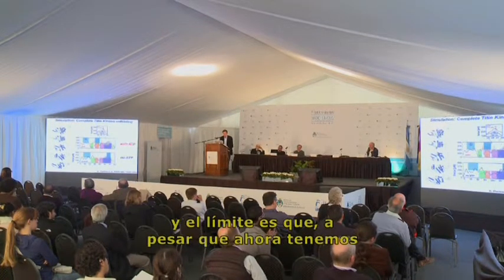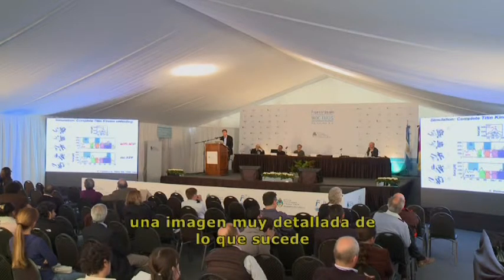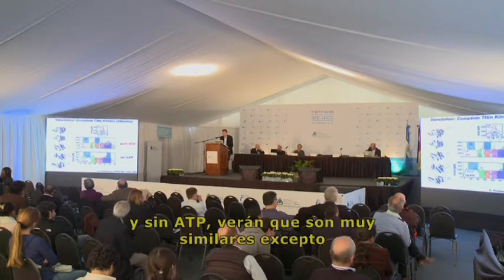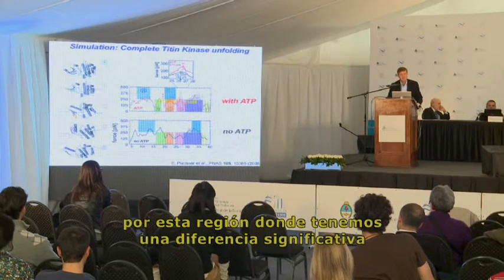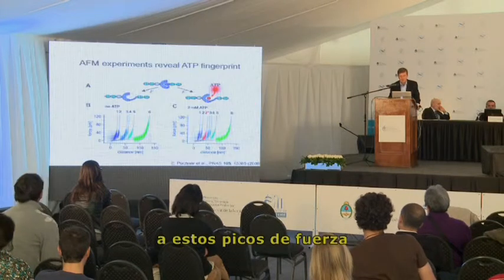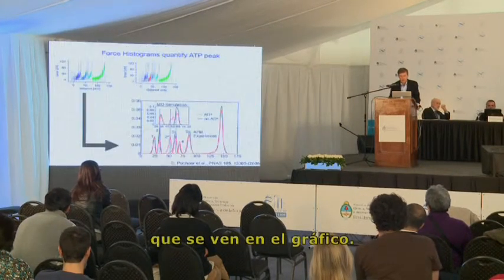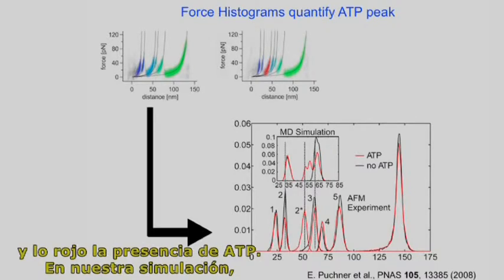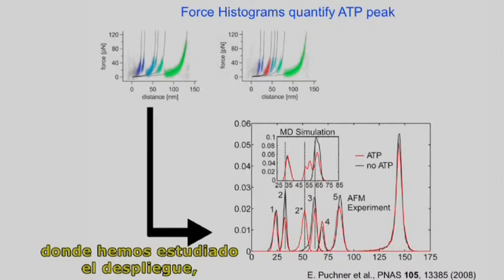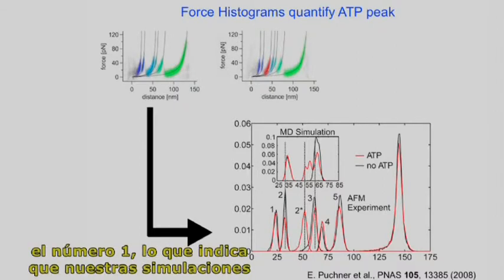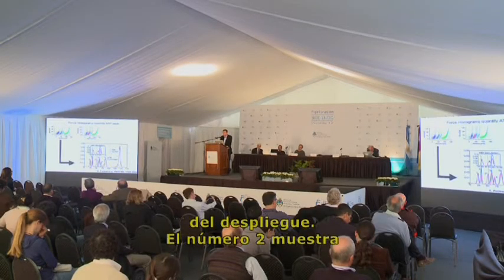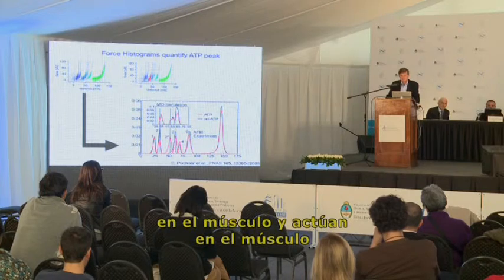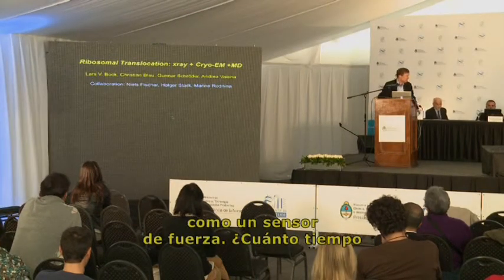And the bottom line is, besides that we now have a very detailed picture of what happens during unfolding here on the left side, if you look at the forces here with ATP and without ATP, they are very similar, except in this region where we have a significant difference, which in fact is the one which gave rise to this force peak here on that part here. And a quantitative analysis here on the lower side, in the experiment, black without ATP, red with ATP, and here from our simulation where we had studied the unfolding, shows a one-to-one agreement which establishes, number one, that our simulations are quite close to reality when it comes to unfolding, and number two, that indeed, yes, we do understand now very well that titin kinase can act in the muscle, and does act in the muscle, as a force sensor.